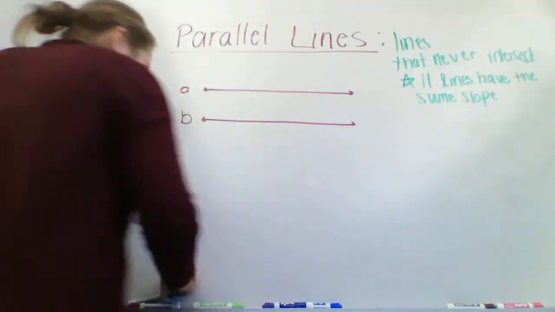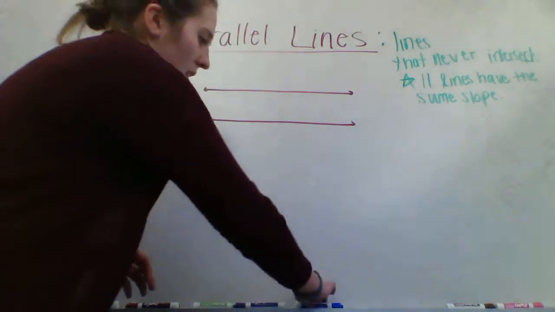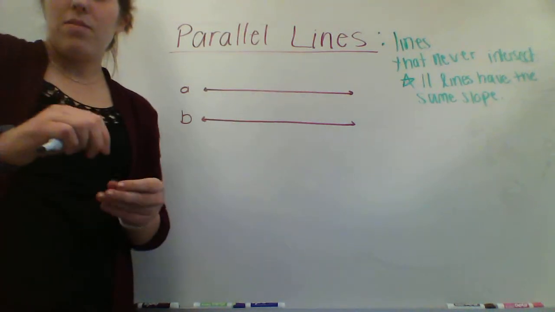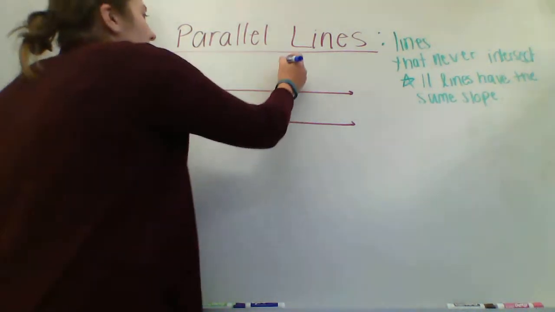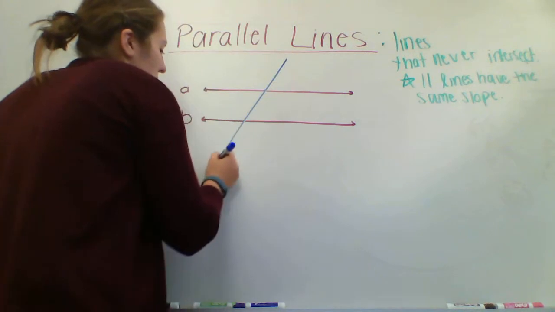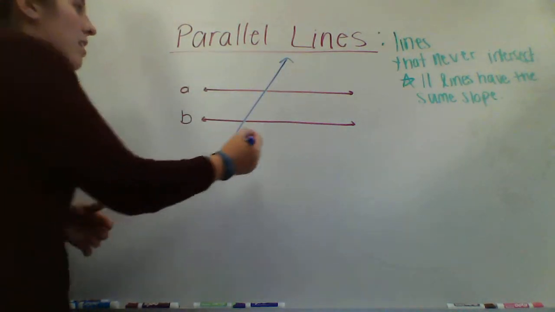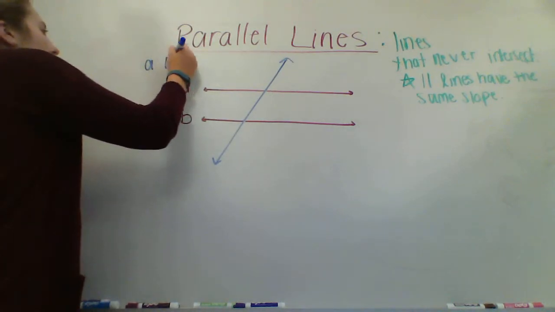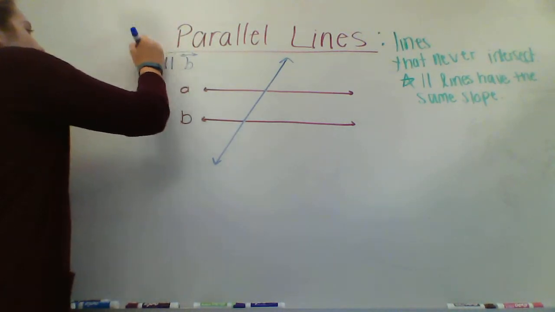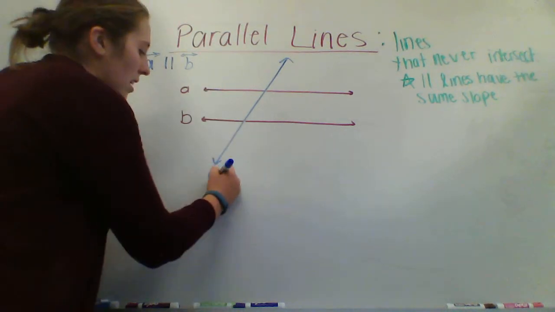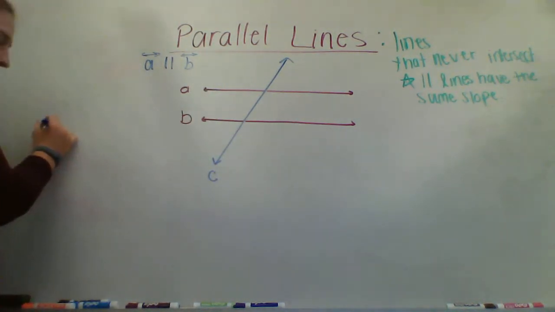So in this unit, we're going to learn what happens when you intersect two parallel lines with a transversal. So when we draw a line that crosses the two parallel lines, because line A is parallel to line B, we'll call this line C. Line C is the transversal, so I'll write it down here.